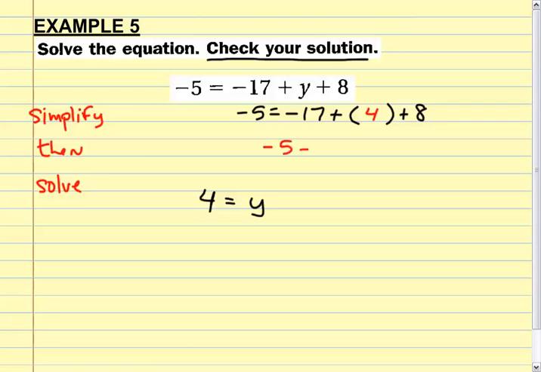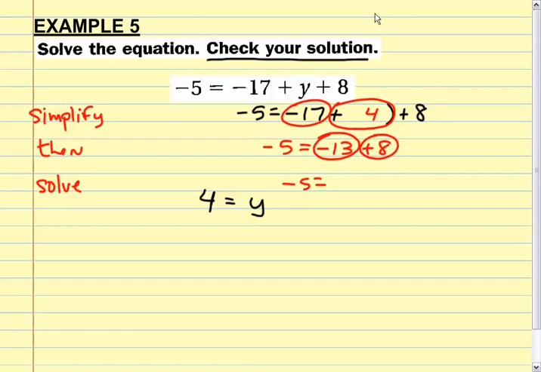So now I've got negative 5 is equal to, will someone put this and that together for me? I don't need those parentheses anymore. There we go. What do I get when I put those two things together, David? Negative 13. But I've still got plus 8, don't I? Okay, well let's put these two together. Negative 5 equals, what did you get when you put negative 13 together with positive 8, Evan? Negative 5. So we got it right, didn't we? 4 is the solution to this equation.